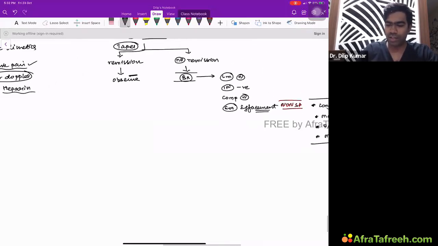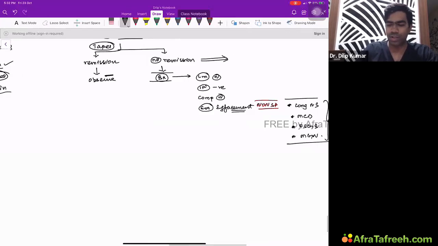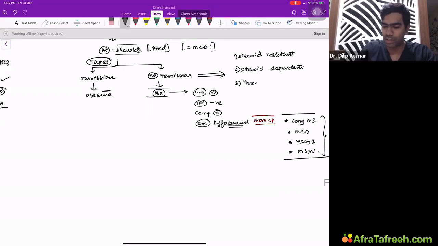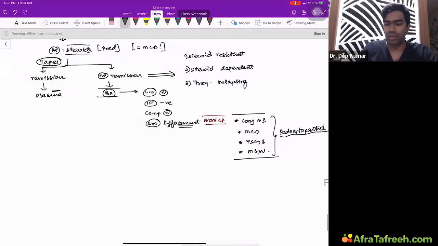So what are the situations where you don't get a remission? There are three definitions where you don't get a remission with steroids. For example, there is something called steroid resistant nephrotic syndrome. Second, we have steroid dependent nephrotic syndrome. And third, we have frequently relapsing nephrotic syndrome. Steroid resistant means the proteinuria is not dropping at all. There are definitions for how much proteinuria should drop.